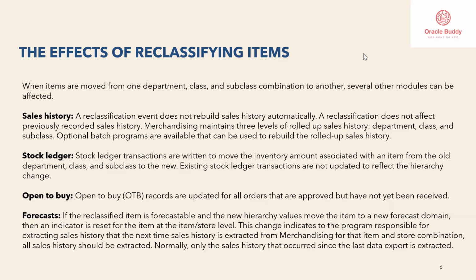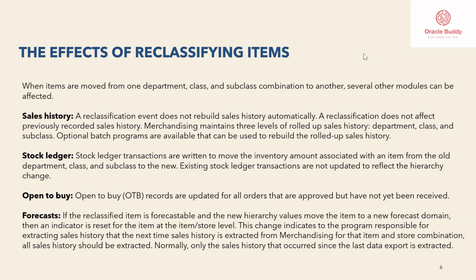Merchandising maintains three levels of rolled up sales history: department, class, and subclass. Optional batch programs are available that can be used to rebuild the rolled up sales history. Stock ledger transactions are written to move the inventory amount associated with an item from the old department class subclass to the new. Existing stock ledger transactions are not updated to reflect the hierarchy change. Open to buy, or OTB, records are updated for all orders that are approved but not yet received.